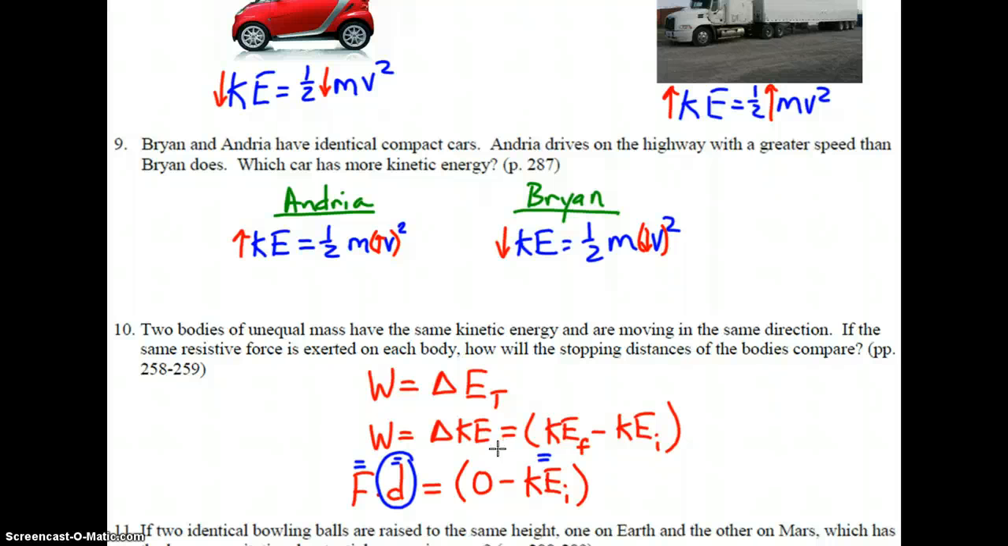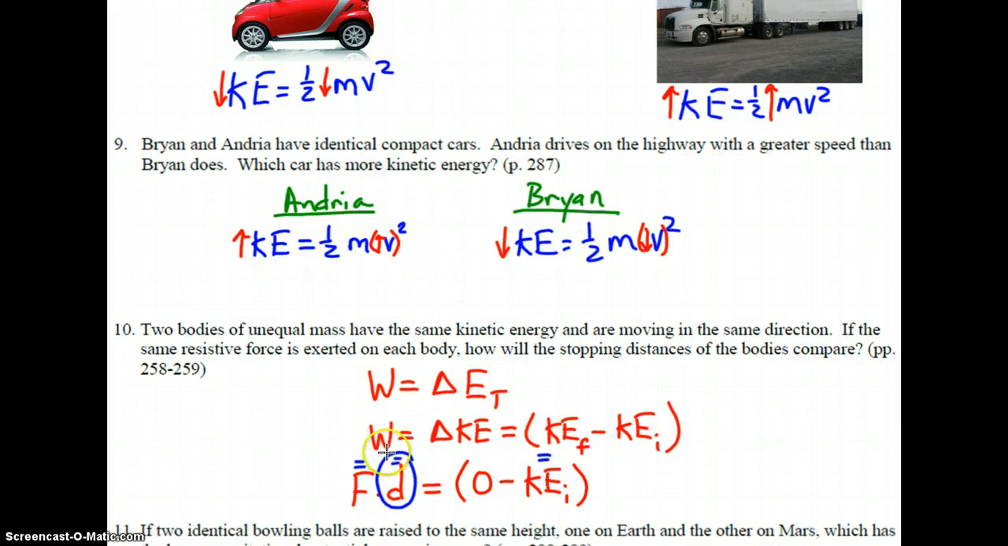Are they attached to a spring that's stretching or compressing? The answer also is no. So the only change in mechanical energy in this problem is change in kinetic energy. How do we calculate a change in any quantity? All changes are final minus initial. So our change in kinetic energy expression: W equals KE final, final kinetic energy, minus KE initial, initial kinetic energy.